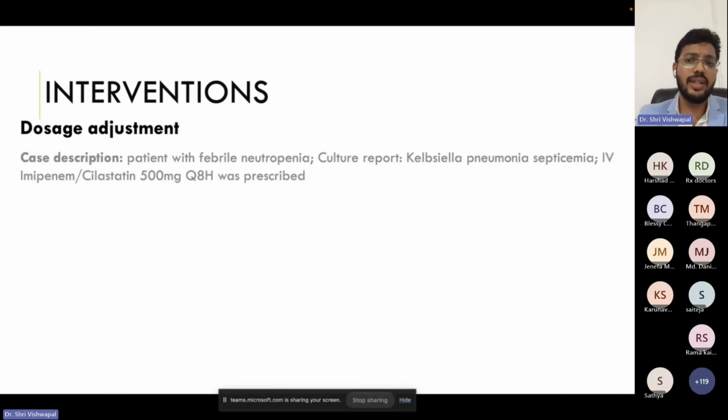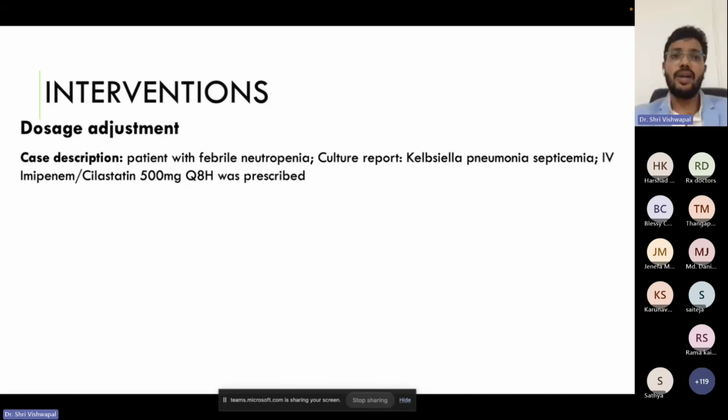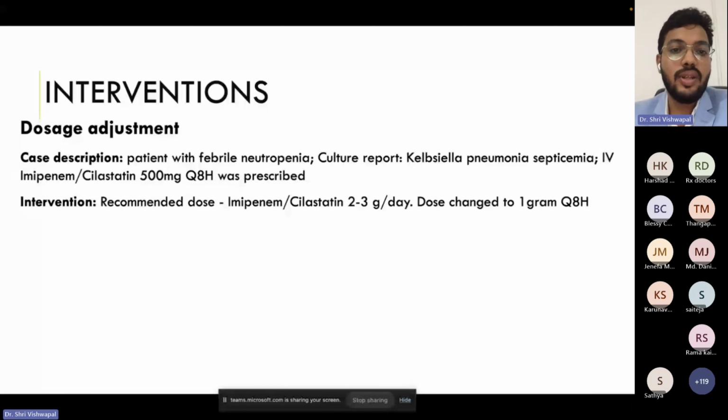So these are the real-time interventions that are being done in our hospital. The first case description is a patient with febrile neutropenia who was found to have a culture report of Klebsiella pneumonia, and the patient was prescribed IV imipenem cilastatin 500 milligram every 8 hours. But the intervention we made is that imipenem cilastatin 2 to 3 gram per day is required, so the dose was changed to 1 gram every 8 hours.